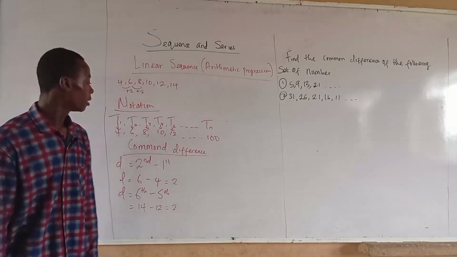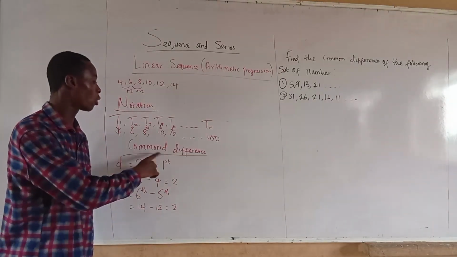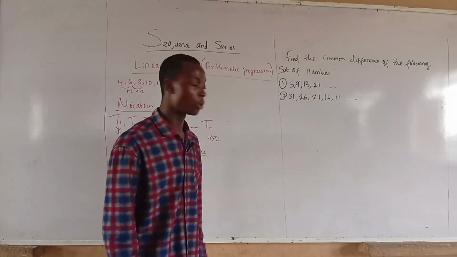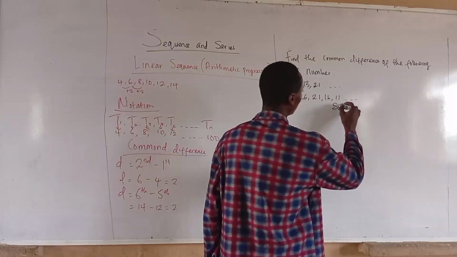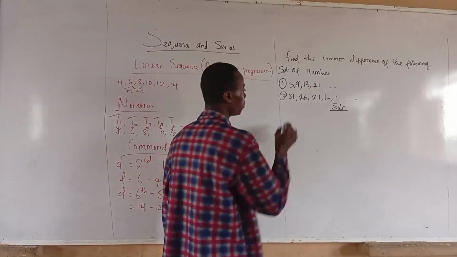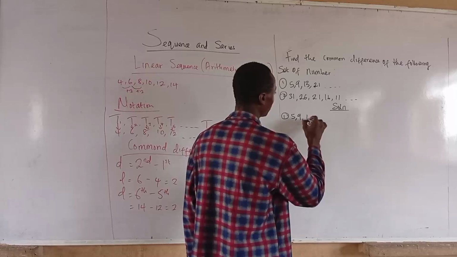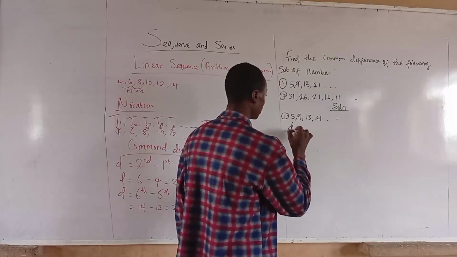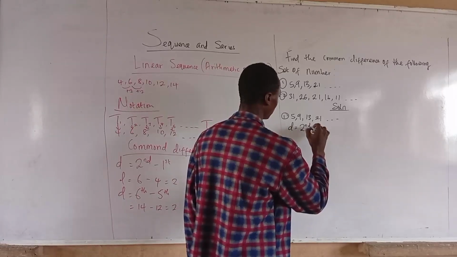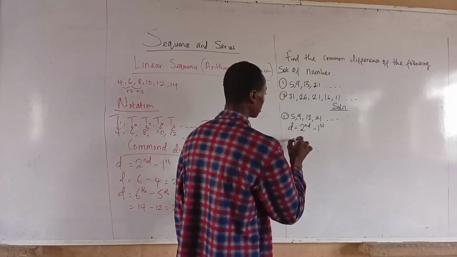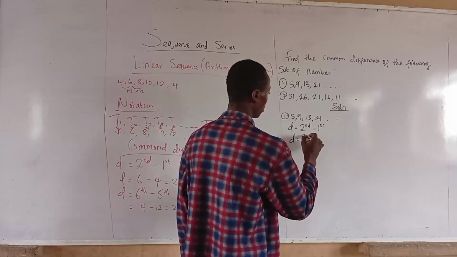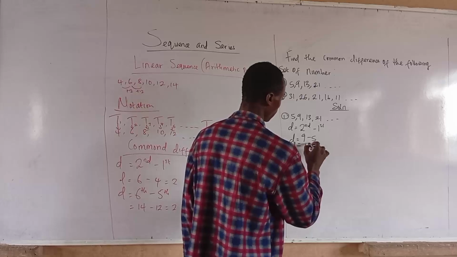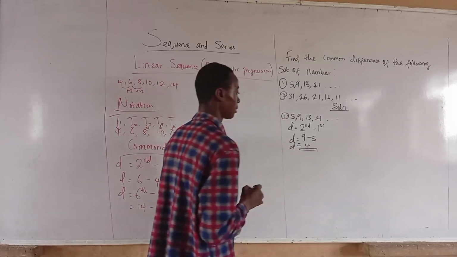With that being said, let us solve practice questions under this common difference. Now these are the questions. Find the common difference of the following set of numbers. Solution. Now example 1, we have 5, 9, 13 and 21. So the formula of common difference is given as D is equal to what? Second term minus the first term. What is our second term here? Our second term is 9, alright? What is our first term? 5. So 9 minus 5 is what? 4. 4 is our common difference.